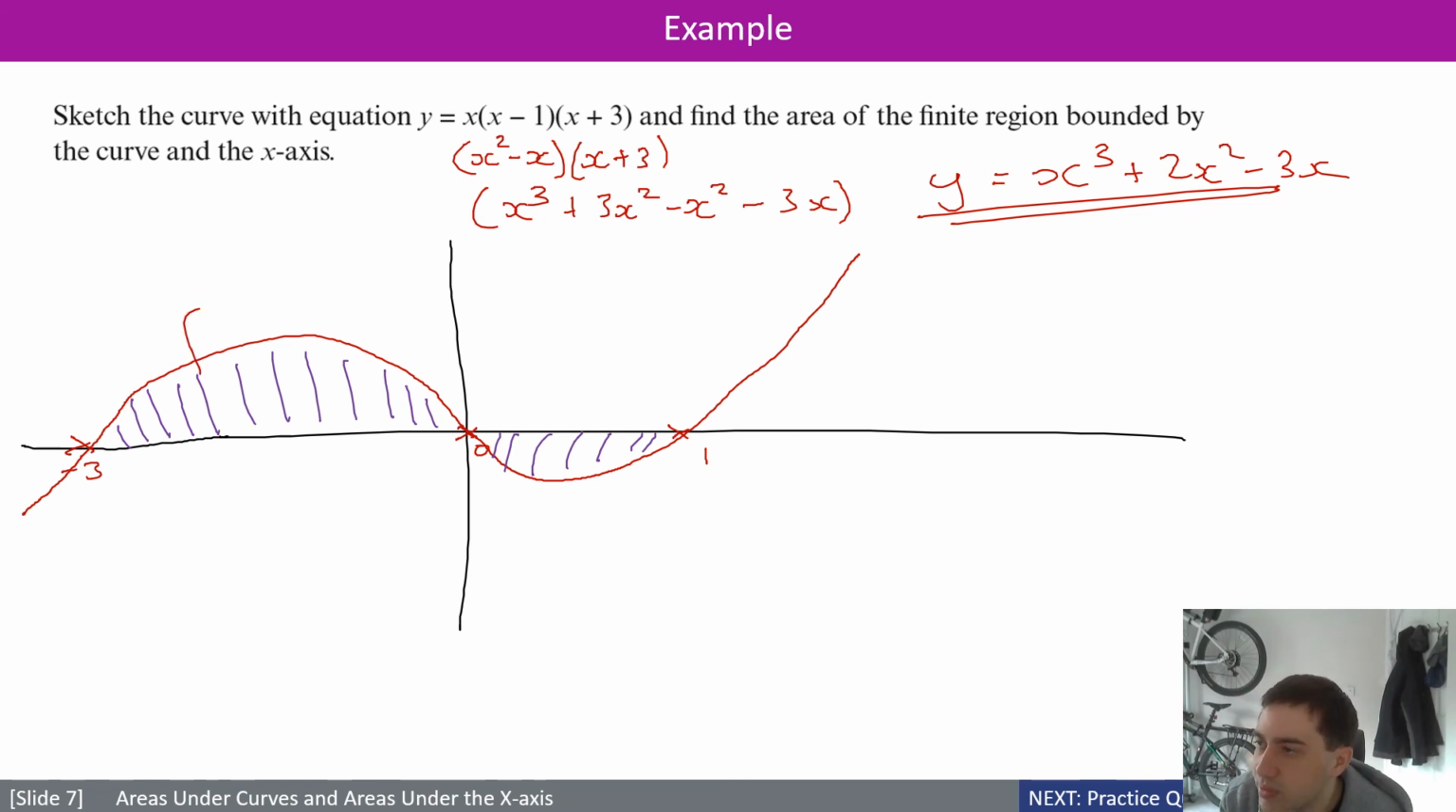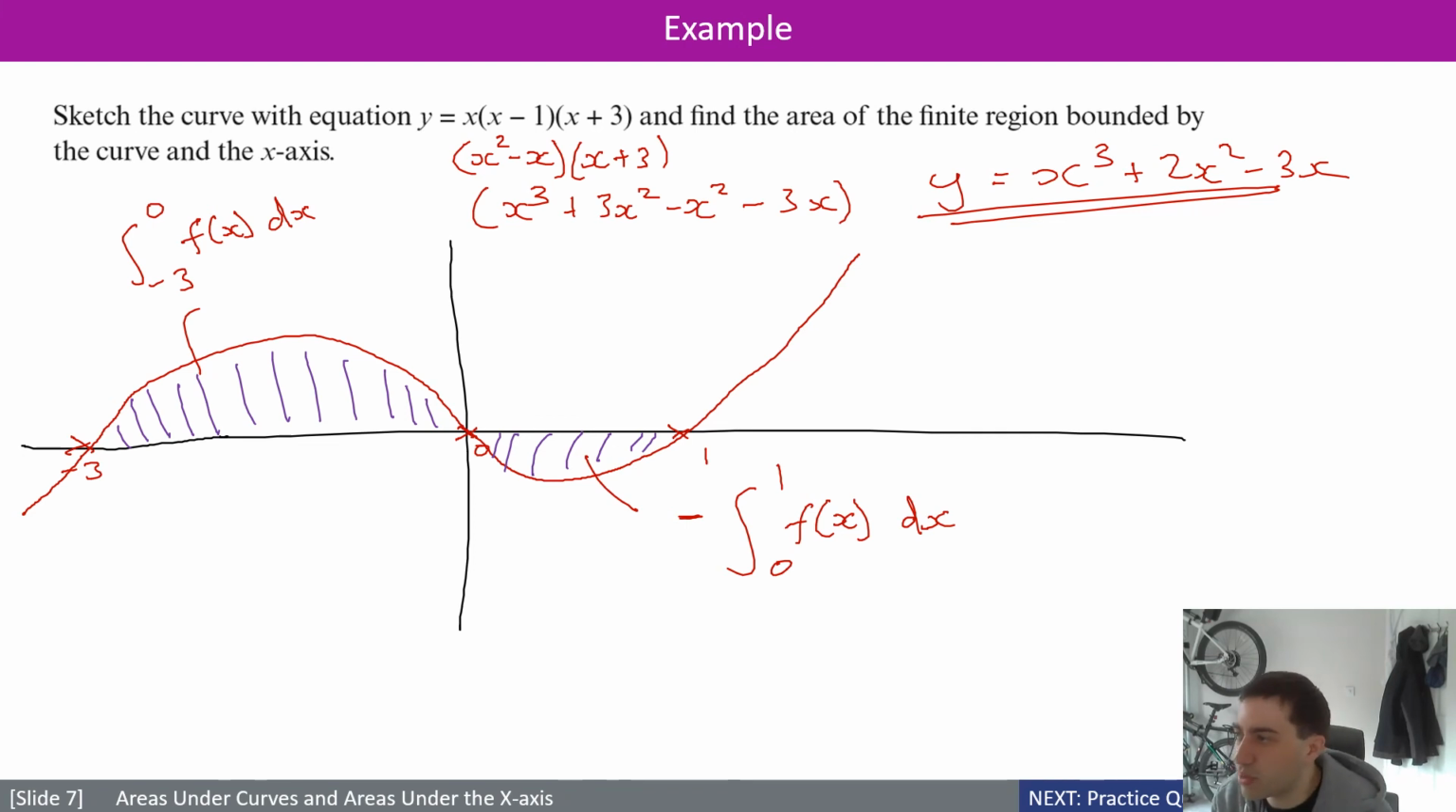So this one is the integral from, and then we look at the limits, it's minus 3 to 0 of the function. And this area is going to be the negative of the integral between the limits 0 and 1 of the function. There. And then we're going to add those two numbers together.